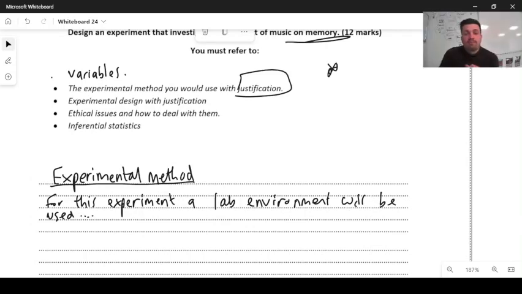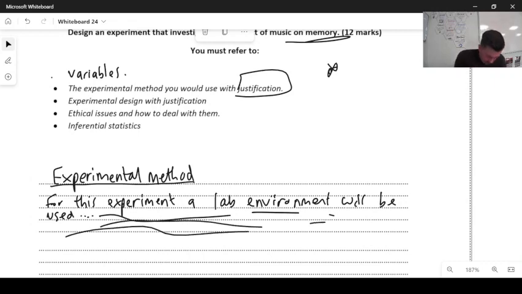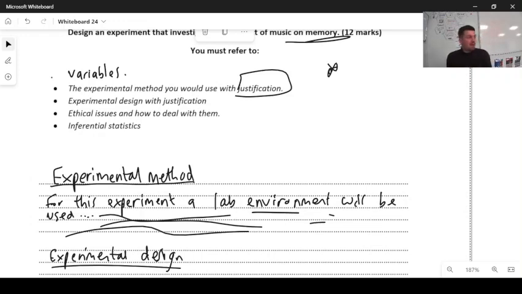Now, moving on to the section there about the experimental design, obviously you would write all in here, and then you leave a line and write again, experimental design. Makes it nice and easy for the examiner. It's clear, it's coherent, and it's a lot easier for the examiner to mark and award those marks.